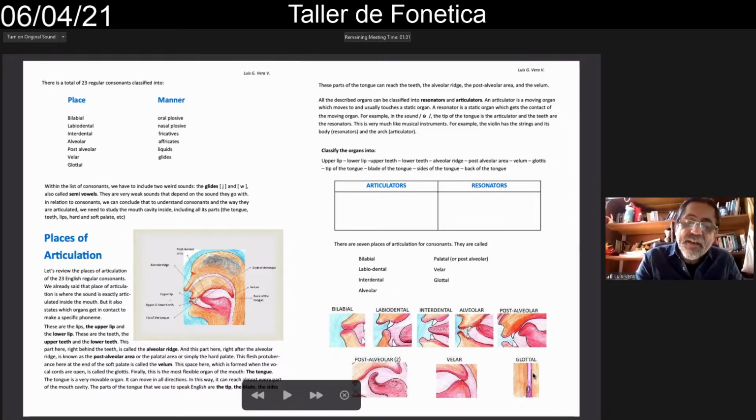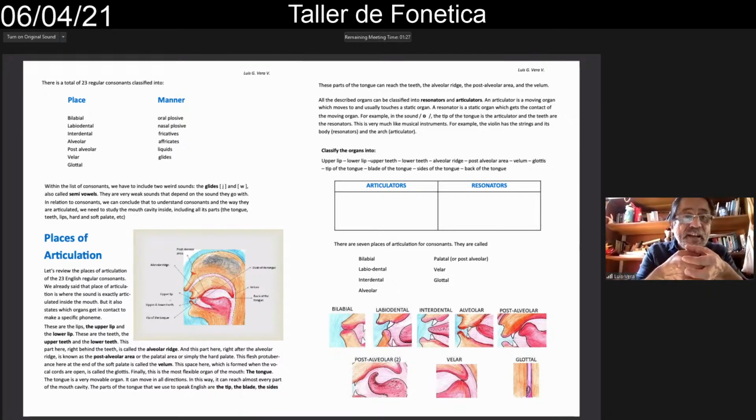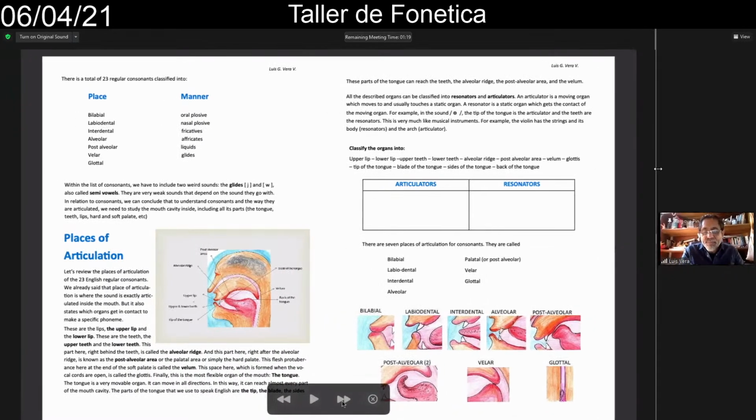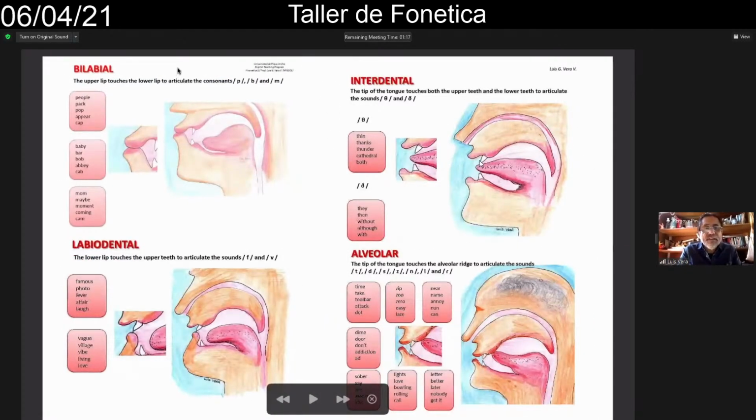Y finalmente el glottal, cuando se abre la glotis, por eso se llama glottal. ¿Ya? Y aquí los tenemos, pues, miren. Aquí viene lo bueno. Pero se va a cortar en cualquier momento. Vamos a continuar acá cuando continuamos. Están clasificados todos los sonidos, miren, con ejemplos.